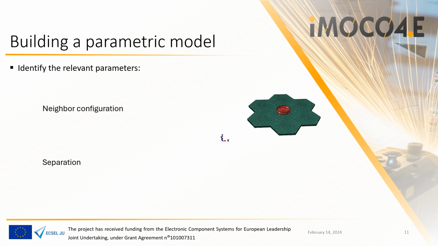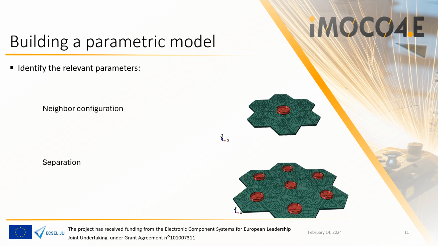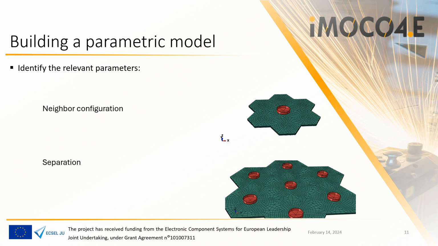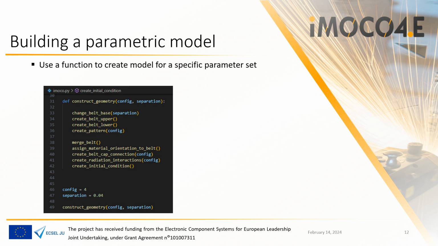A parametric investigation is conducted, simulating all potential neighbor configurations at various separation distances. To conduct a parametric study in Abaqus, it's typically helpful to develop a script or function that outlines the simulation model for a particular set of parameters. In this study, I utilized a function called construct_geometry, which requires 2 inputs, a label for the neighbor configuration and a separation value. The function executes a series of steps to construct the model.